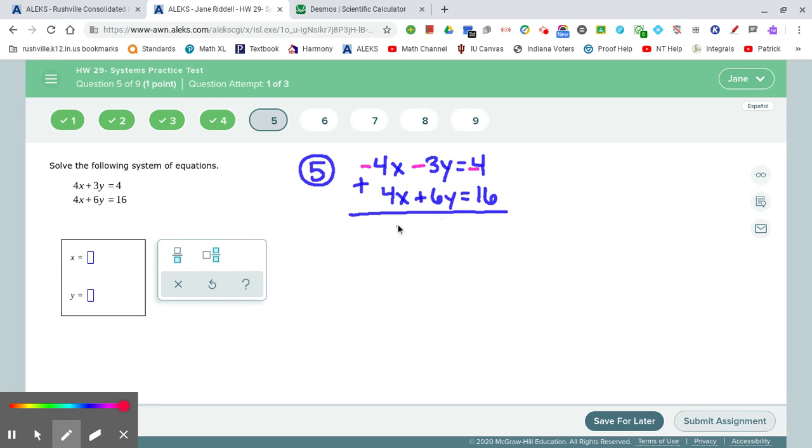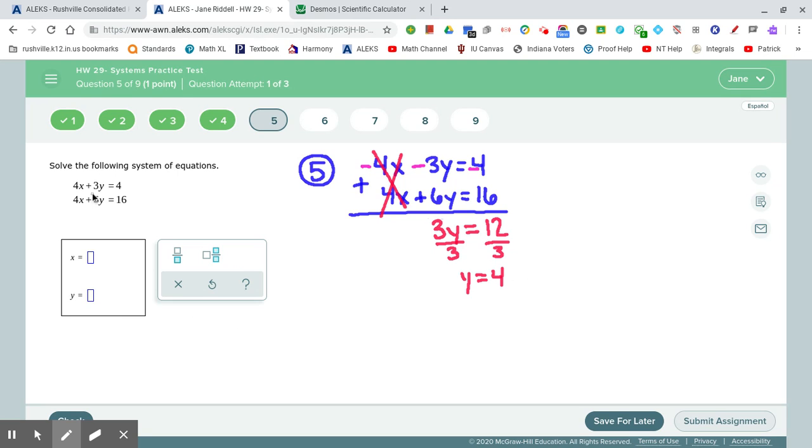So what happens now when I add the two together? Well, negative 4x plus 4x cancels out. Negative 3y plus 6y gives me positive 3y. Again, if I need a calculator, I would type in negative 3 plus 6, and that's going to give me the positive 3, and then keep the y attached. Equals negative 4 plus 16 gives me positive 12. Y is being multiplied by 3, so we're going to divide both sides by 3, and we get that y is equal to 4.